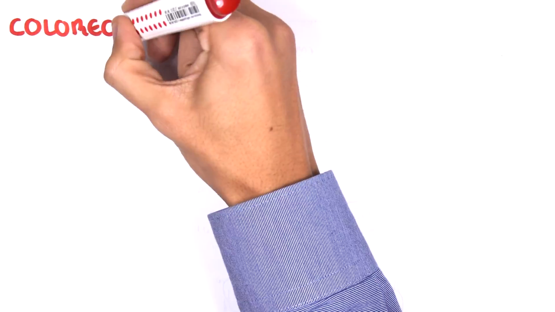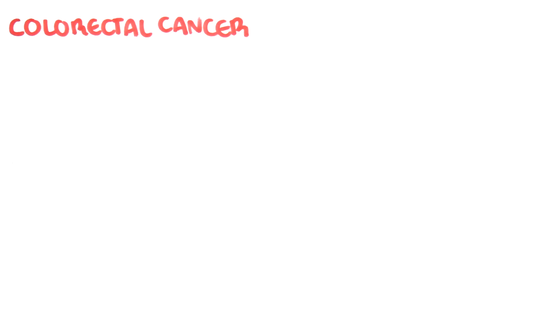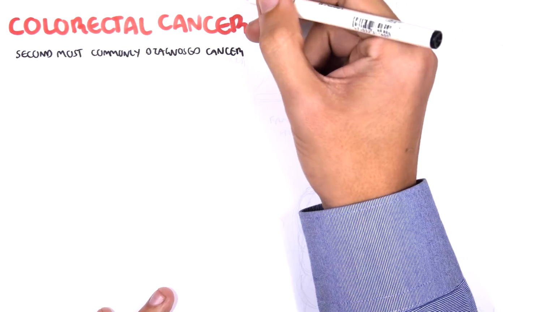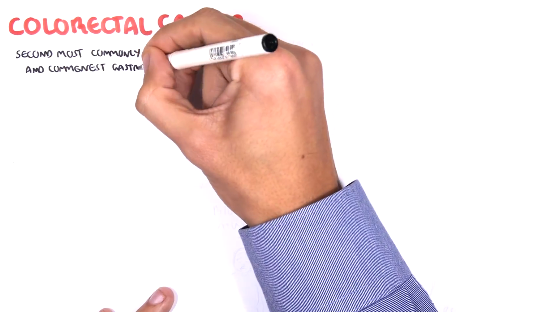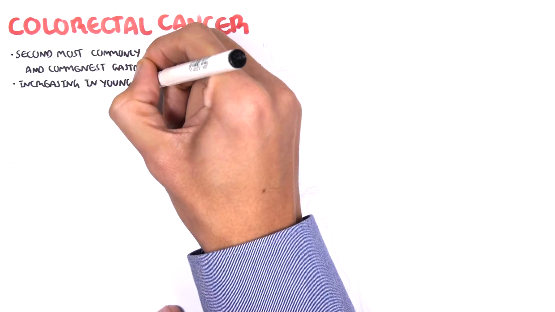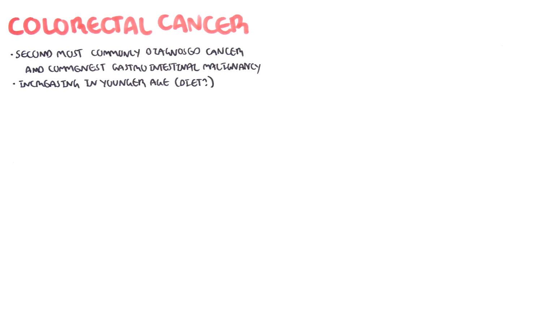In this video, we're going to talk about colorectal cancer. This is an overview and introduction. Colorectal cancer is the second most commonly diagnosed cancer and is the commonest gastrointestinal malignancy. The prevalence of colorectal cancer is increasing in the younger population, and this could be attributed to diet. This is also the same with diverticular disease.